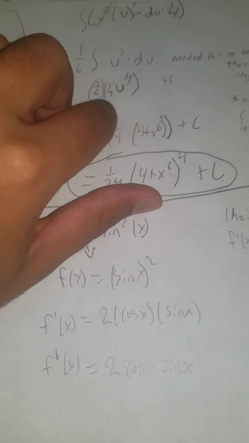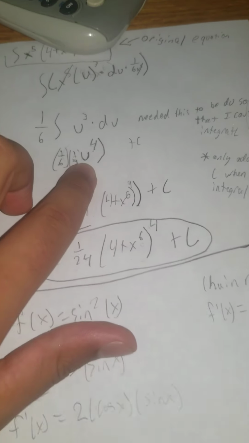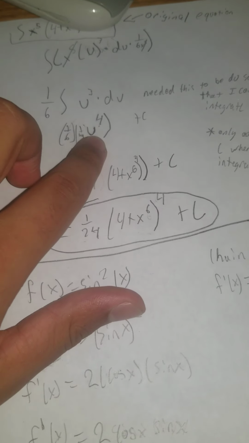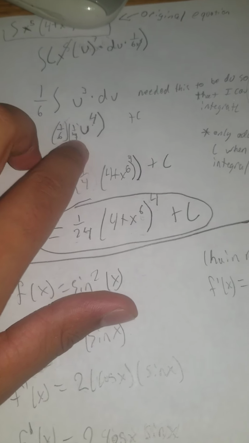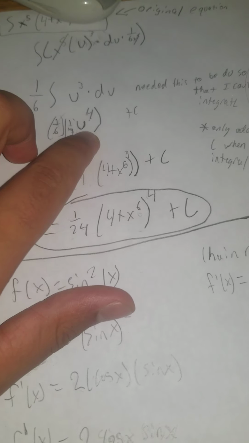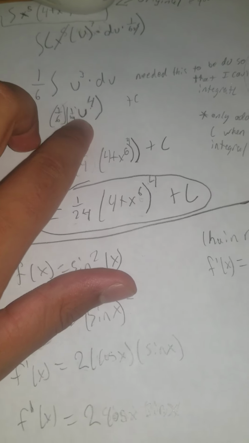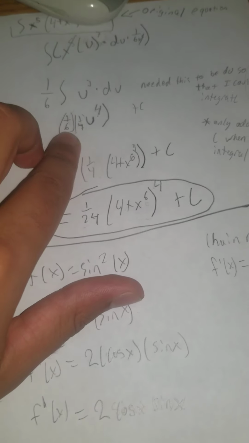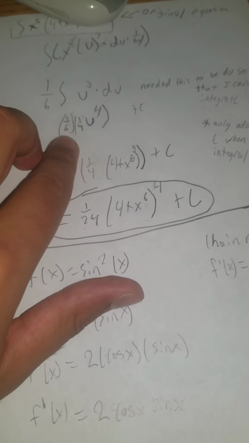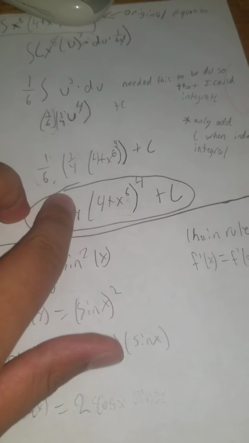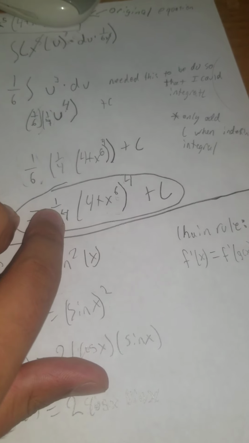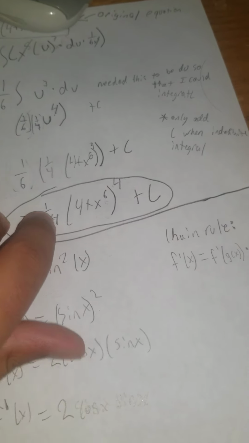So we add 1 to the power, and we take the inverse, which is 1/4, and put it in front of the u and make that a coefficient, and then we multiply our original coefficient that we had out here, 1/6, by that 1/4 to get 1 over 24. But let's backtrack because I went way too fast.